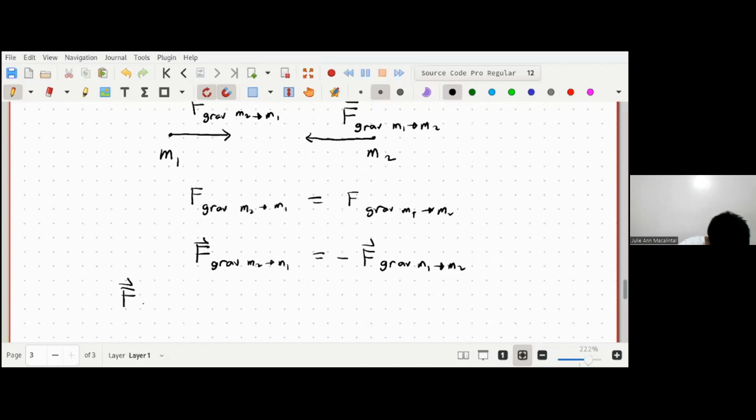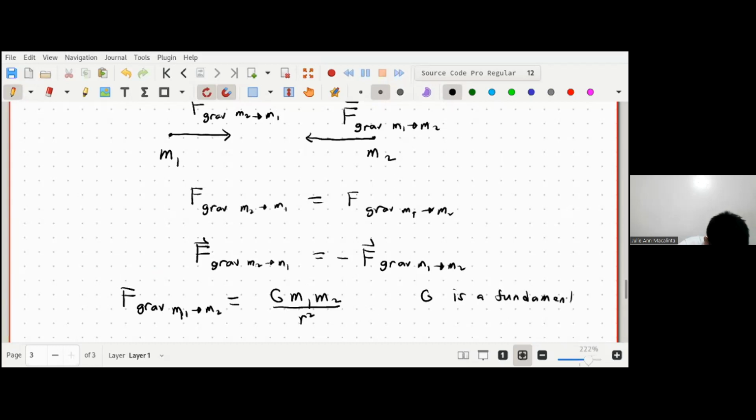So now, what do we know about this force? The gravitational force experienced by M1 due to M2 is equal to G, okay, magnitude lang, is just G, the mass of 1 times mass of 2, divided by the distance square. Yung G, this is a fundamental constant.